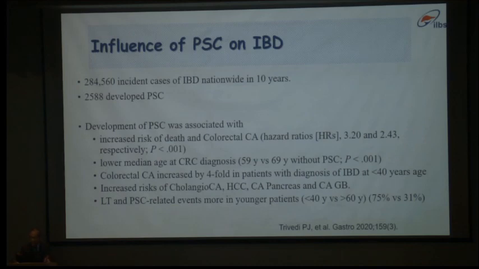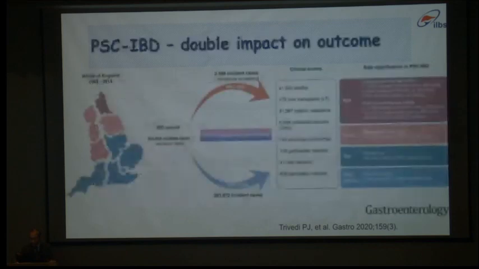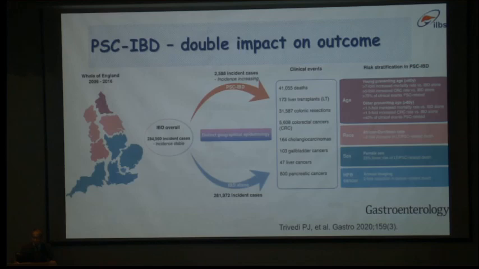like HCC, carcinoma pancreas, carcinoma gallbladder, and also liver transplant and PSC-related events were more seen in the younger patients, when the disease was diagnosed at a young age, less than 40 years, in comparison to more than 60 years. So this is the poster of this study, where again we can see that with younger age there was more mortality, more colorectal cancer. Female gender was protective for the liver-related events.